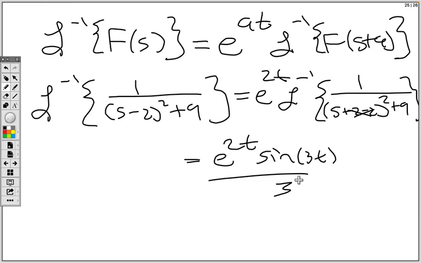Where this version of the formula really helps out is in examples like the next one, right? But once again, the cue that you're going to be using a shift is when you have to complete the square. If you complete the square and you have something like this going on, that's your cue to use the shift.